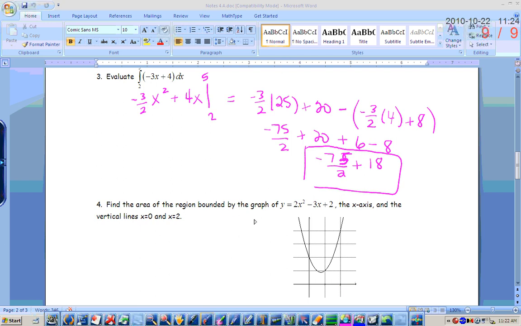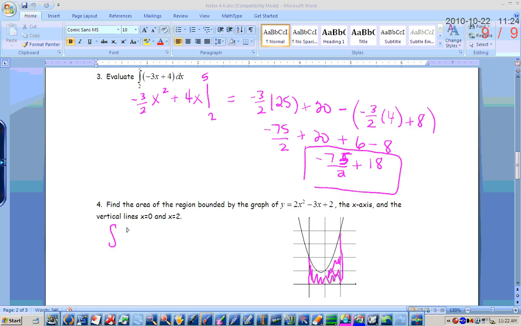All right, number 4, find the area of the region that's bounded by this graph, the x-axis, and the lines x equals 0 and x equals 2. So we would be talking about that region in there. Okay, so let's set up the integral that would allow us to do that.